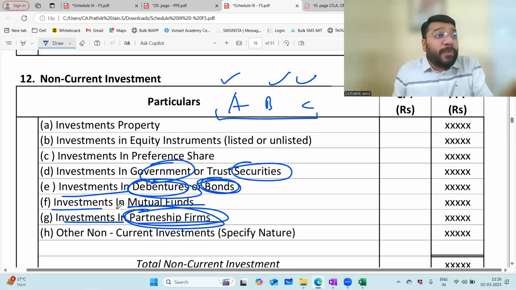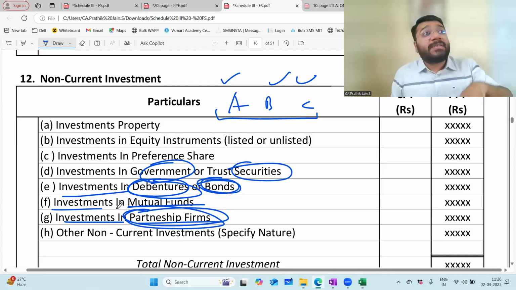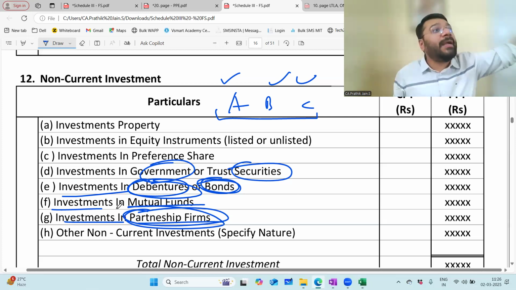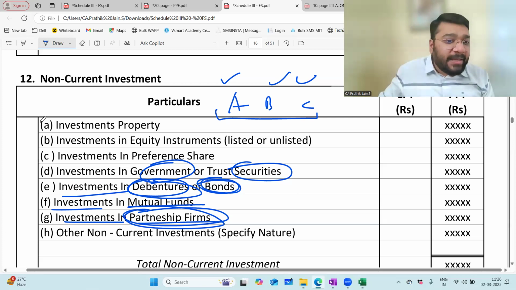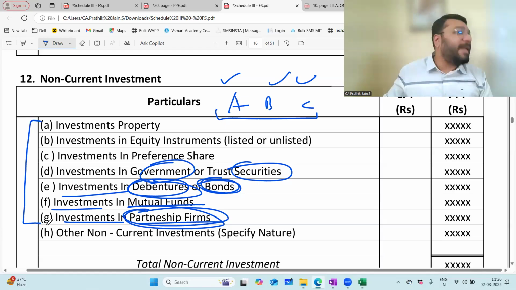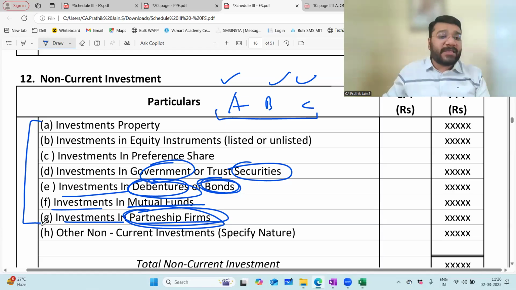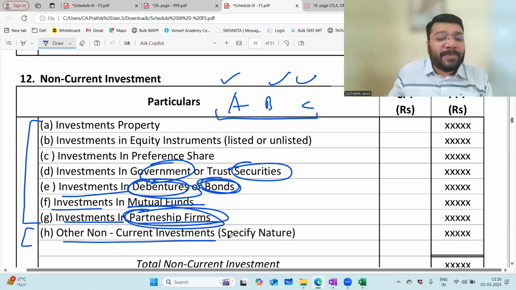And I don't have the intention to withdraw the investment anytime sooner. So it is a long-term investment. So it is my non-current investment. Like that, A to G are specific investment categories. Apart from that, if you're doing any other investment, you can put in the residual category and you have to specify the nature of it.